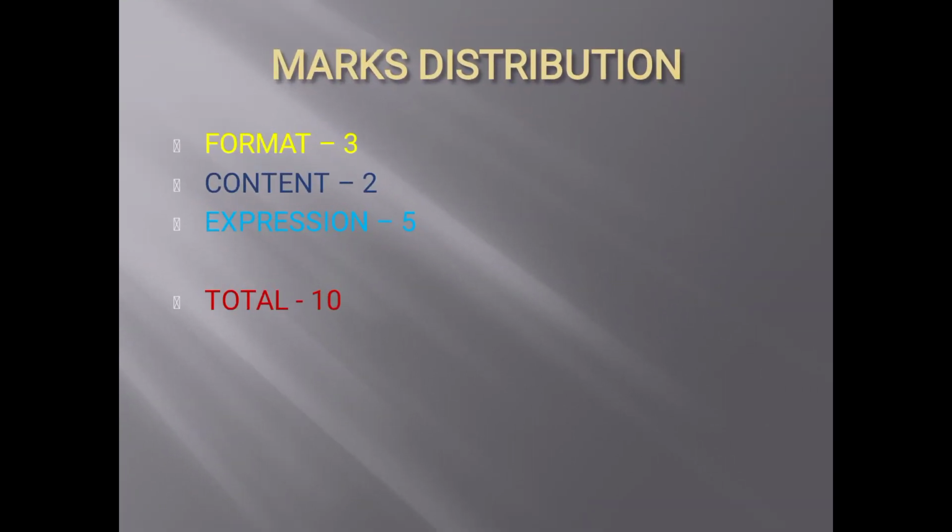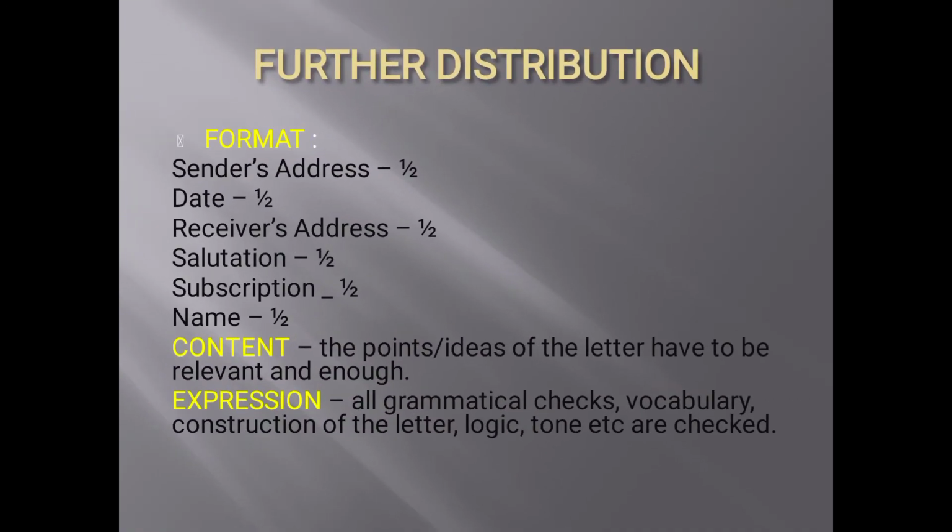Now we are going to look at the marks distribution. For format we have 3, for content we have 2, and for expression it's 5, making a total of 10. If you see the further distribution of format, you'll see sender's address, date, receiver's address, salutation, subscription, and name. All 6 parts have been allocated half a mark each. There is no subdivision as such for content and expression.